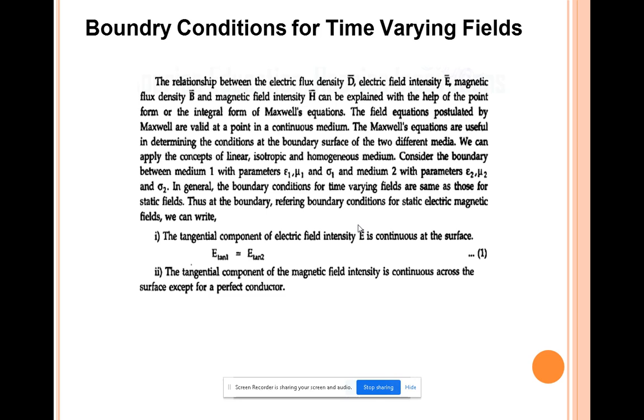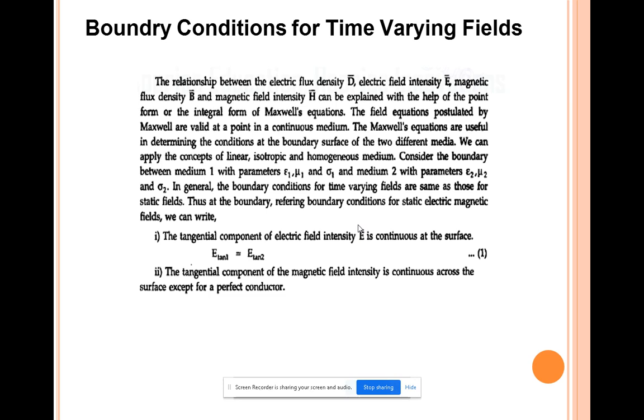Here we are going to apply the concept on linear, isotropic and homogeneous medium. First, consider the boundary between medium 1 with the parameters epsilon 1, mu 1, sigma 1 and medium 2 with the parameters epsilon 2, mu 2 and sigma 2. So in general, the boundary conditions for time varying field.